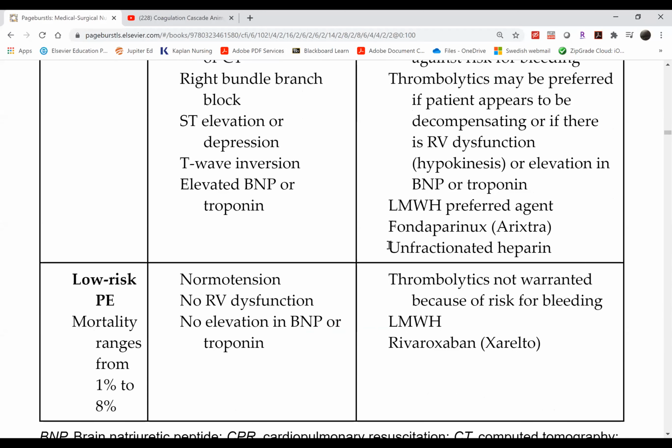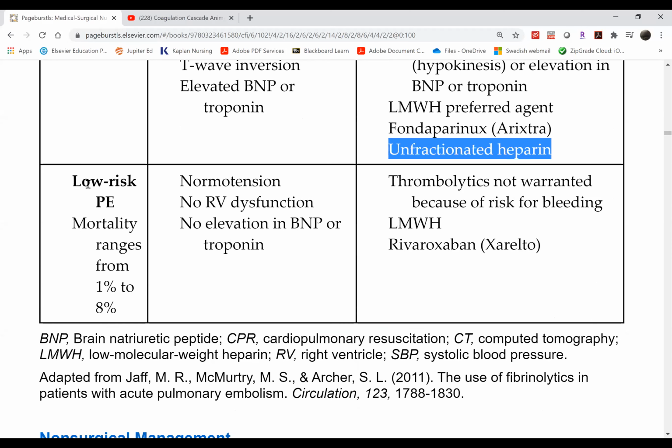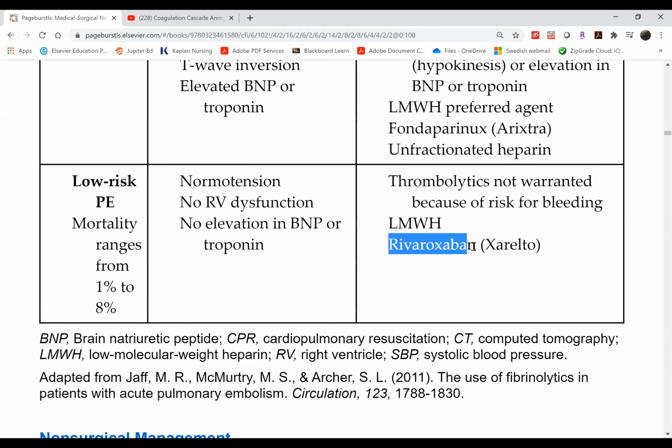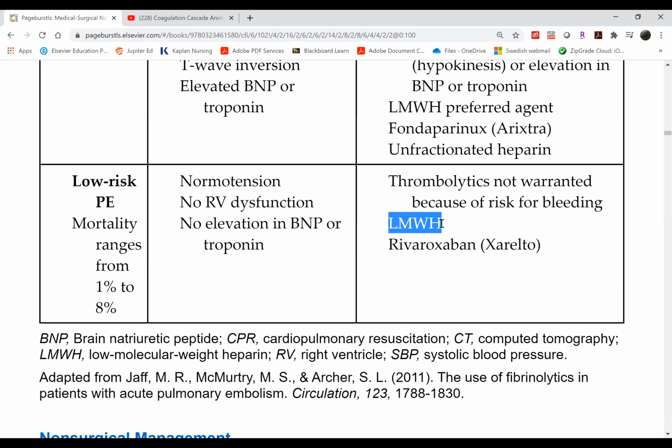However, the patient will receive heparin and then warfarin at the same time because the patient has to be discharged eventually. And then finally, low risk PE, very low mortality. Most of these patients are not even admitted to the hospital. So they'll just be kept in the ER and then discharged home on either low molecular weight heparin or novel oral anticoagulants.